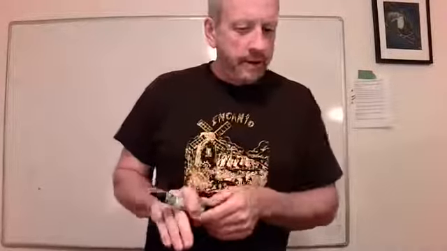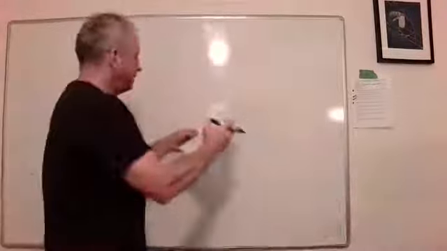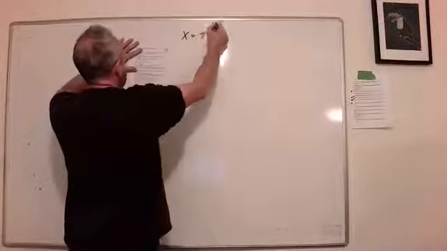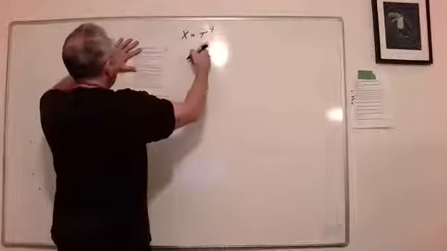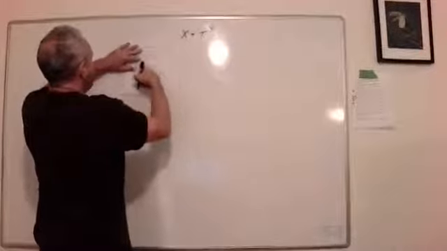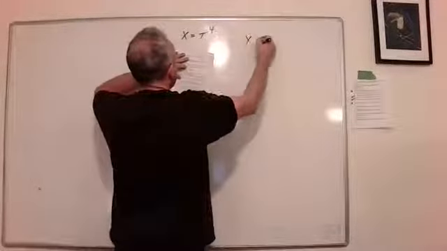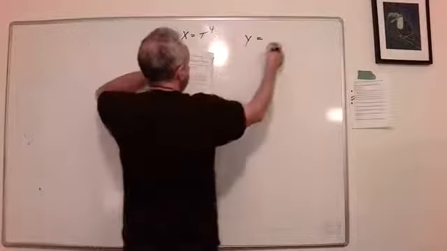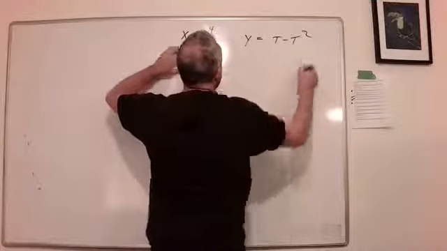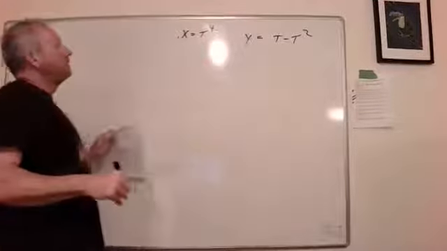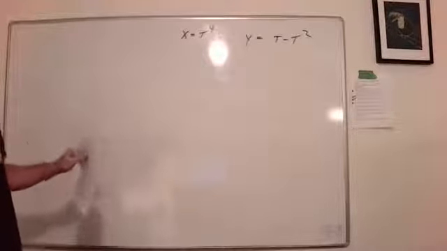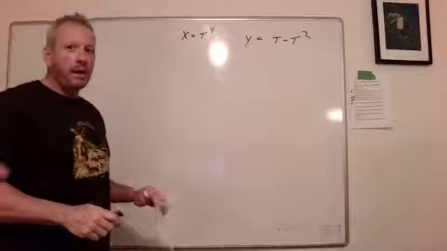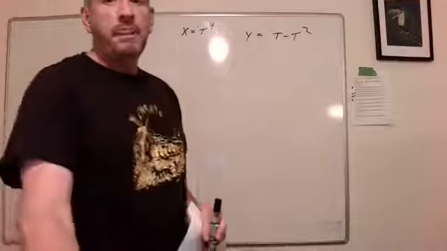So let me write down the first function here. We have x equals t to the 4th, and let's see, y equals, what does y equal? t minus t squared. Now, again, one thing we could do is try to solve either one of these for t and substitute in the other, and then we could use our Calc 1 skills, right?